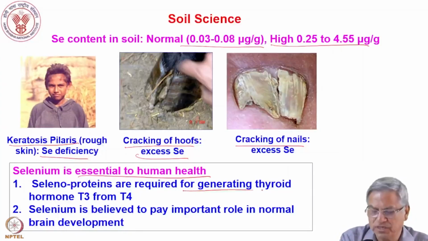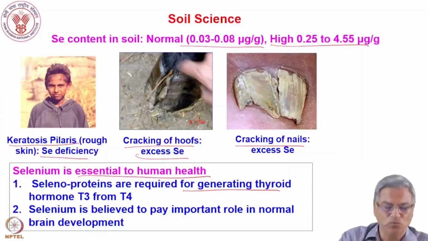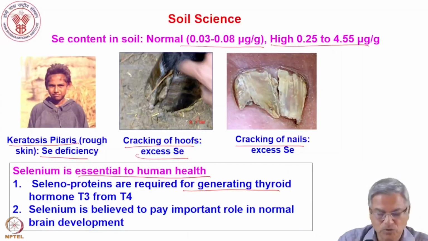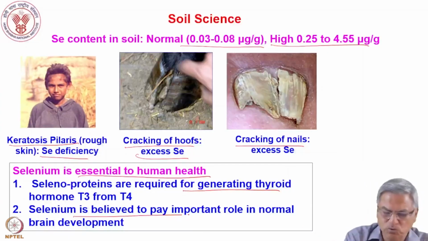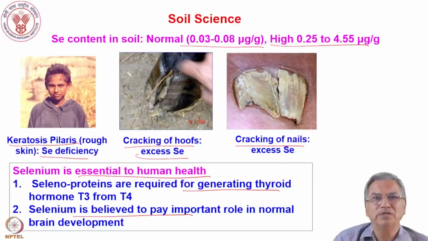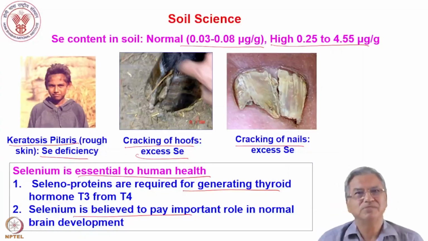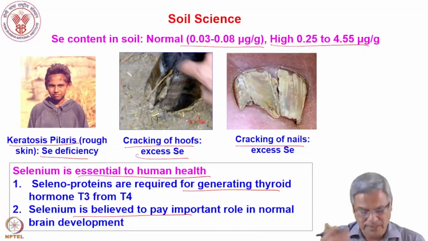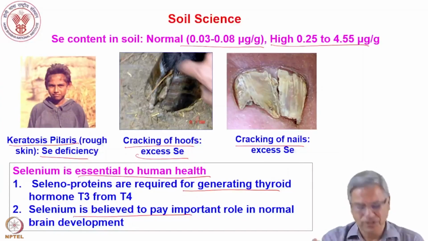Selenoproteins are required for generating thyroid hormone T3 from T4. So to convert T4 to T3 requires selenoproteins, and selenium is believed to play an important role in brain development. So you will find that it is again this story where an element is good for health, at the same time, when there is a deficiency or an excess, then it can lead to disease.